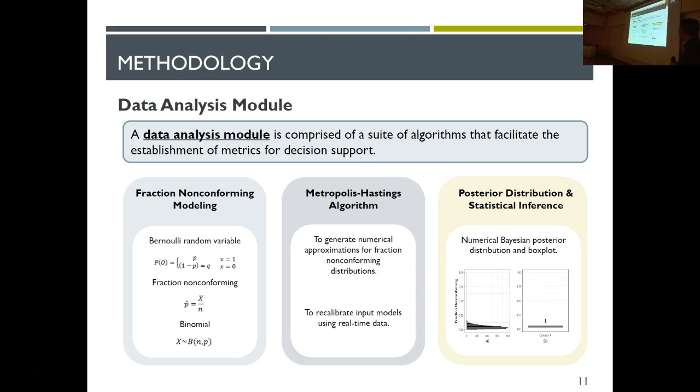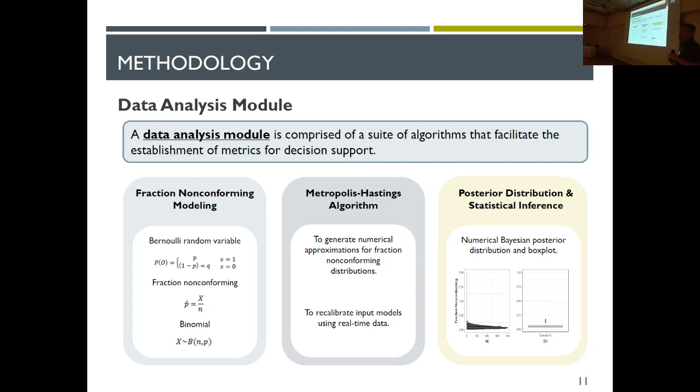So this is the data analysis module. In our research, a data analysis module is comprised of a suite of algorithms that can facilitate the establishment of metrics for decision support. For this specific problem, we have three algorithms embedded in this data analysis module. The first one is fraction non-conforming modeling. This one will abstract the real quality inspection problem into a mathematical model. Basically, we use a Bernoulli random variable to model the process, and this variable can be fitted as a binomial distribution.